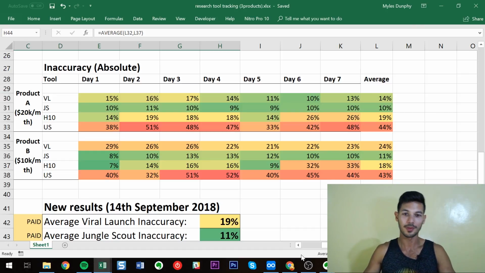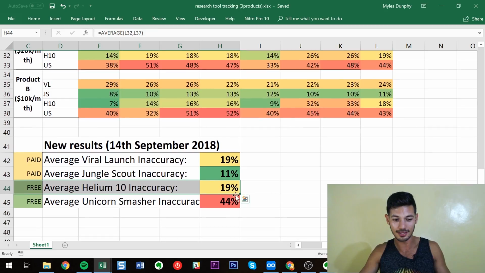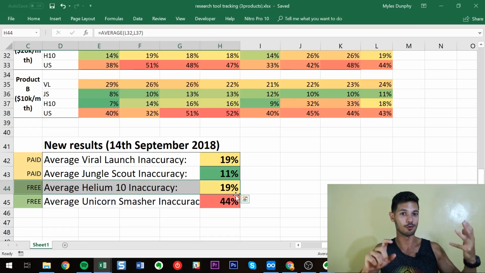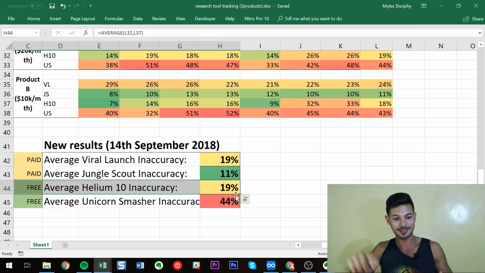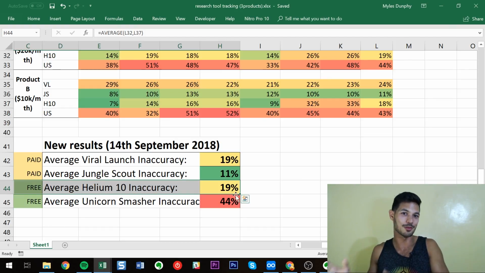To summarize all of this, the results from this experiment were basically: don't use Unicorn Smasher, use any of the other 3. If you're trying to save money, use Helium 10. If you want more confidence, use Helium 10 plus, I would recommend Viral Launch, but plus Viral Launch or Jungle Scout, doesn't matter. If you really want more confidence, track over a longer period of time. And at the end of the day, just recognize that all of that time that you spend could probably be better spent elsewhere, adding more value to your business.